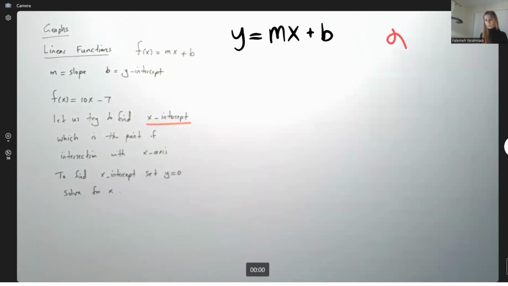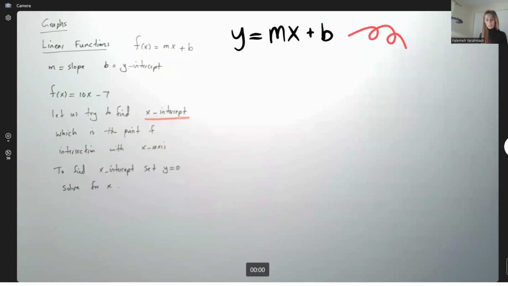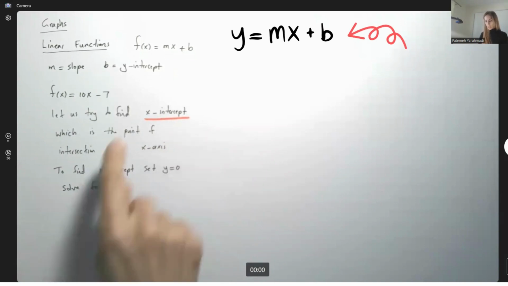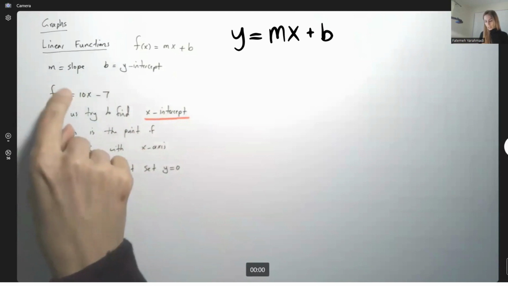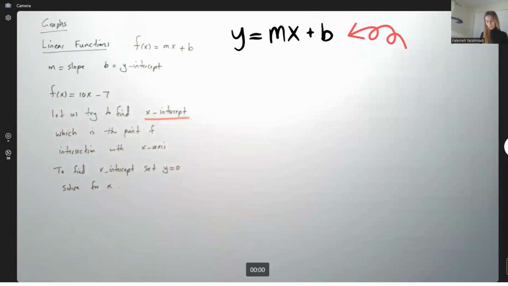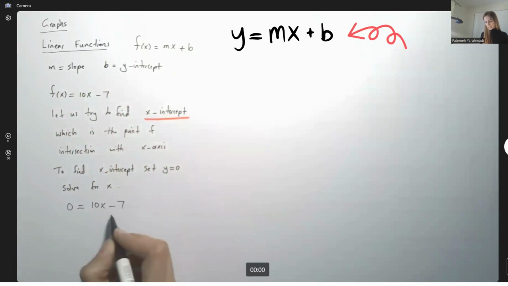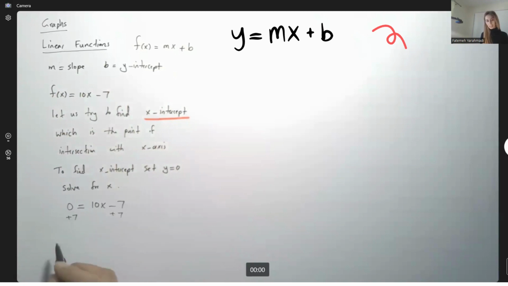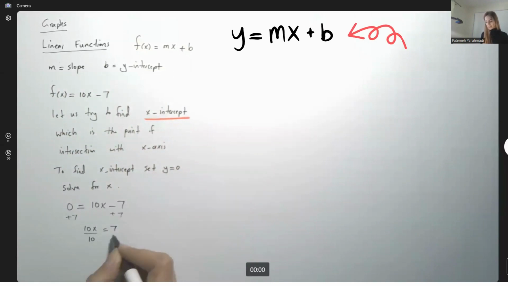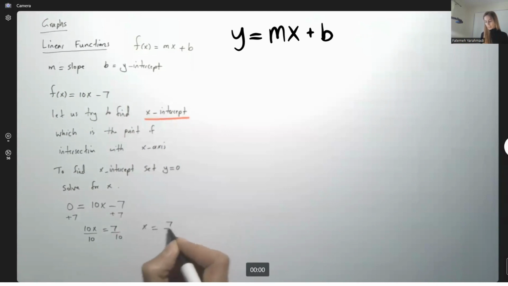Okay, let us follow the instruction. These are the steps that we need to follow. This is my function. F of x represents my y. So 0 is equal to 10x minus 7, and we add 7 to both sides, just basic algebra. 10x is 7, then divide by 10, x becomes 7 over 10. So x is 7 over 10.